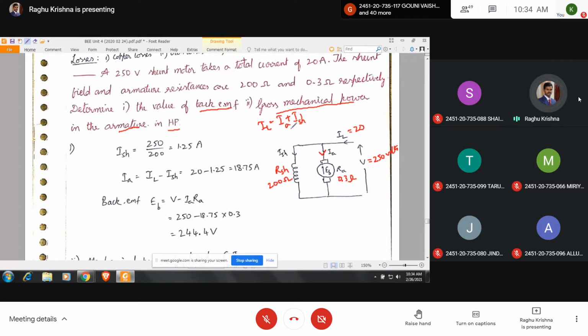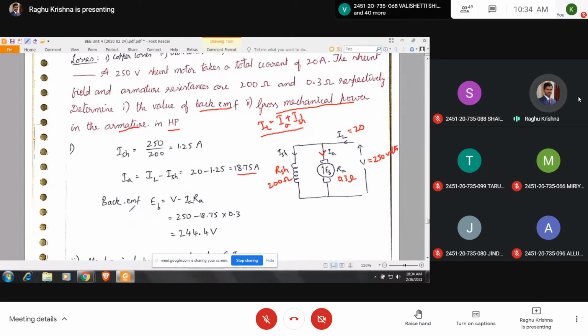So from this you can find out, first, ISH. How to find ISH? Voltage divided by resistance. 250 is the applied voltage and 200 is the resistance, so you are going to get ISH as 1.25 amperes. Next, IA. From this you can write IA is equal to IL minus ISH. So here you are going to get IA.